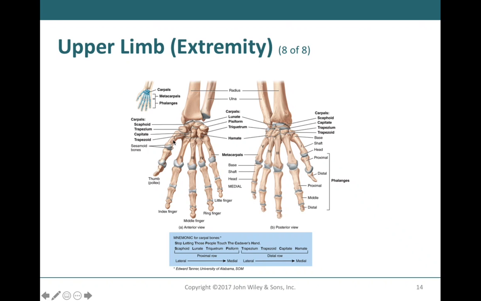So here at the thumb, this is the most lateral metacarpal, so we will call this metacarpal 1, metacarpal 2, metacarpal 3, and so forth, all the way to the most medial metacarpal 5. On each finger, we'll have 3 phalanges. We have a proximal, middle, and distal phalange, except for the thumb. The thumb is only going to have 2 phalanges, and those will be a proximal phalange and a distal phalange.